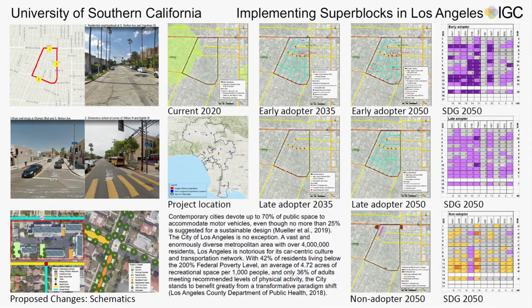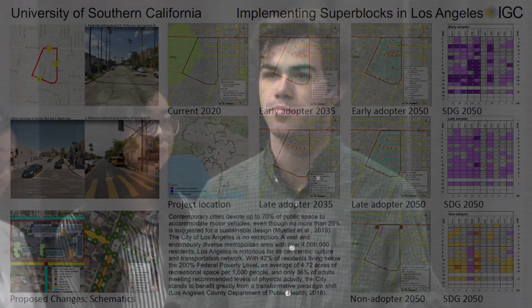Through our research, we determined that the implementation of superblocks would greatly aid in reaching the SDG goals as laid out by the United Nations. In our project, we determined specific infrastructure changes that we thought that superblocks would bring about in cities such as Los Angeles. Then we looked at how these specific changes would affect the goals.